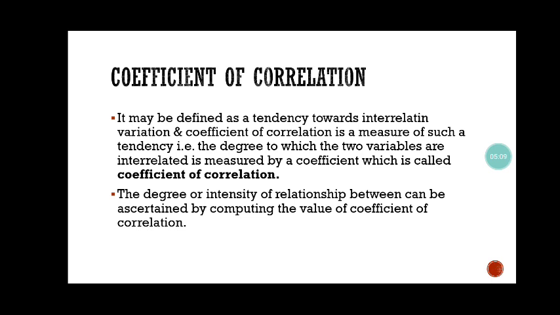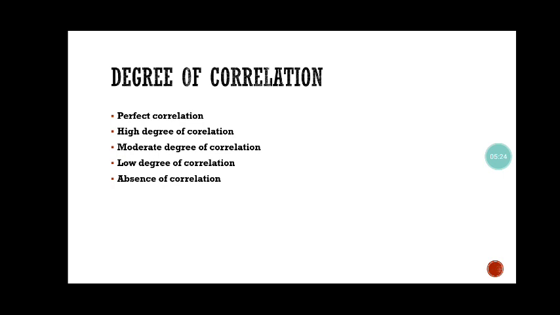So whenever we are talking about the degree or extent of relationship between the two variables, this coefficient of correlation helps us to measure the degree of correlation between them. The degree of correlation is further divided into 5 parts: perfect correlation, high degree of correlation, moderate degree of correlation, low degree of correlation, and then absence of correlation.